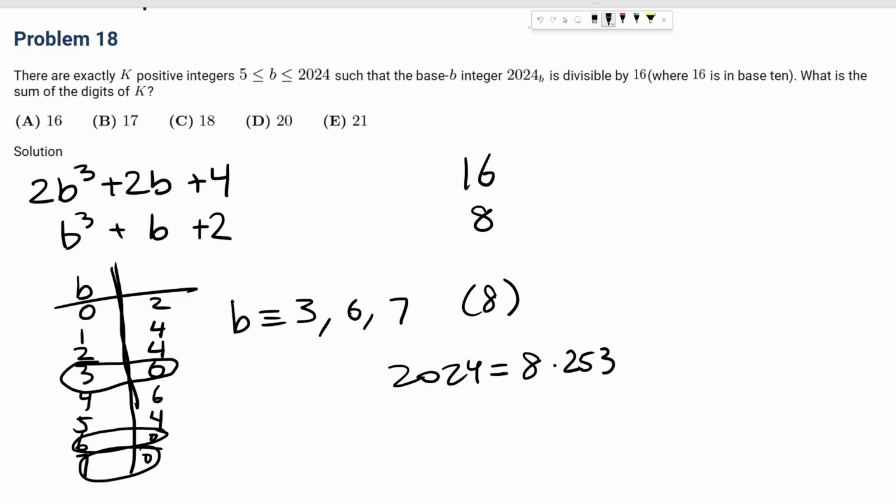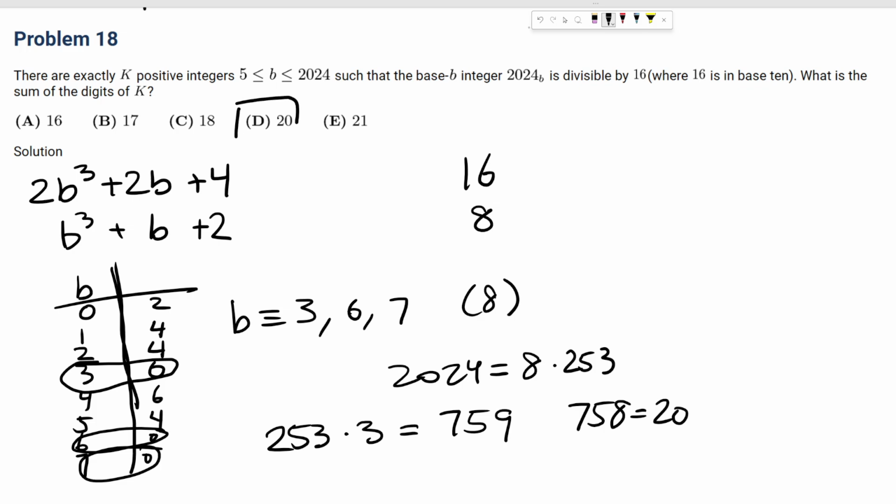So that means that we have 3, 6, 7, and then 1 times 8 plus 3, 6, and 7, and then 2 times 8 plus 3, 6, and 7, all the way till 252 times 8 plus 3, 6, and 7. So that means we have 253 times 3 equals 759. However, we have to make sure we don't include the original 3 because 3 is less than 5. So our final answer is 758, which is going to be a digit sum of 20.